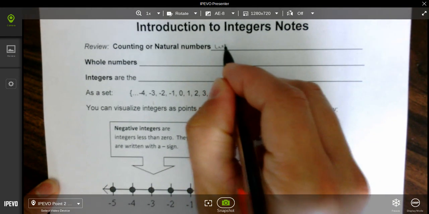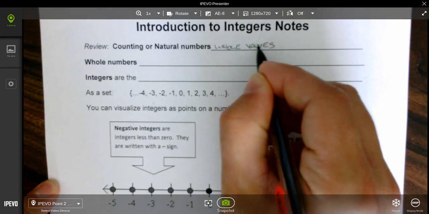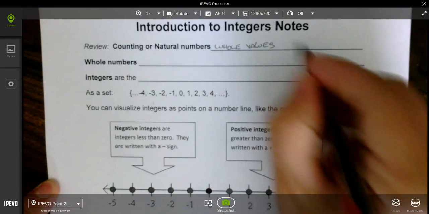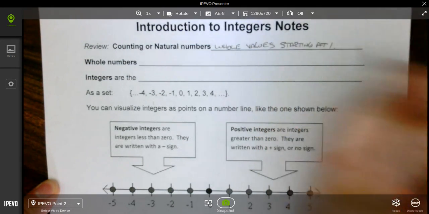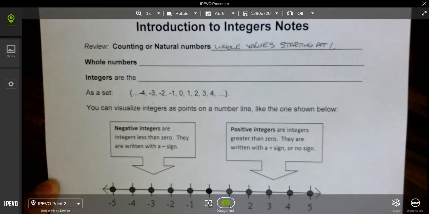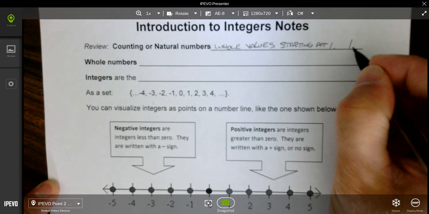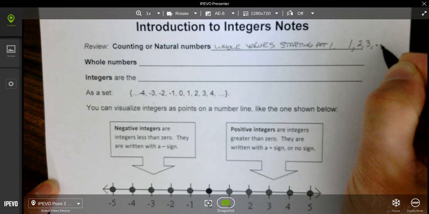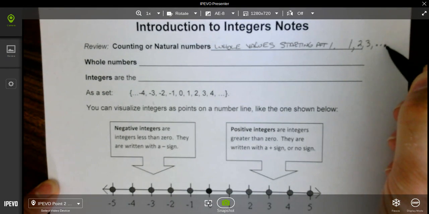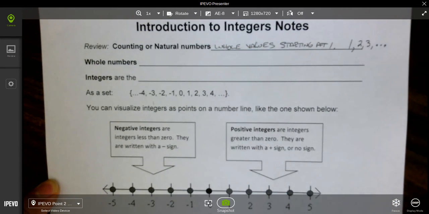These are whole values. And when I say a whole value, I mean that it doesn't include a fraction or a decimal. Whole values starting at 1. If the counting numbers start at 1 and don't include decimals, then it's going to be 1, and then 2, and then 3, and then forever in that direction. These 3 little dots mean that it's going to continue on in that direction forever. So they would include 4, 5, 6, 7, 8, 9, 10, etc.